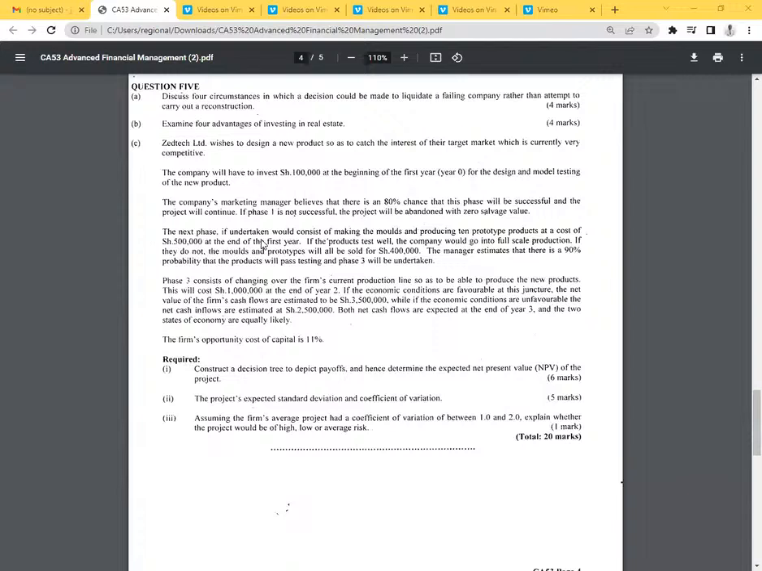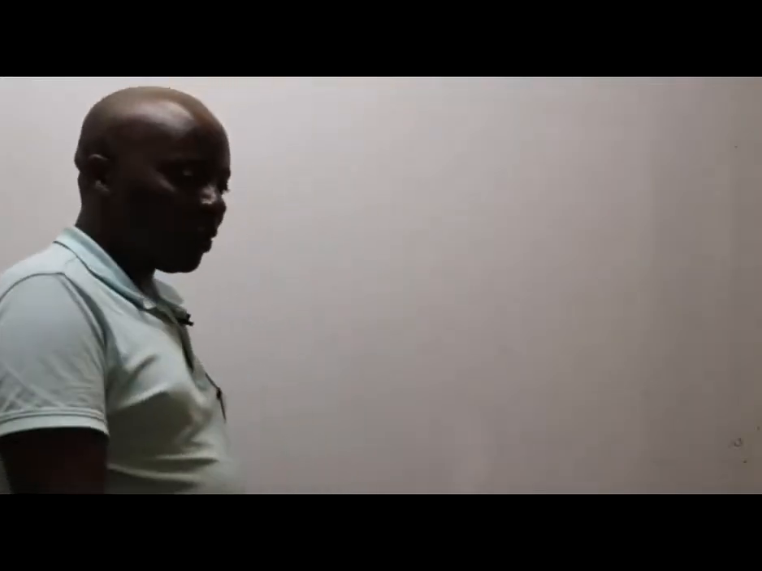The next phase, if undertaken, ladies and gentlemen, if I could just capture the first phase, what are they telling us there really? So, ladies and gentlemen, this is what they're telling us. This company wants to get into some investment decision. And how do they enter into this investment decision?